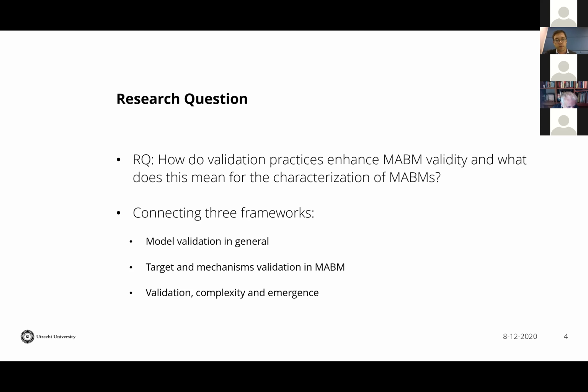And to do this, I connect three frameworks. First, I'll talk briefly about model validation in general, then about the difference between target and mechanism validation, and then I will go into the relationship between validation, complexity, and emergence.